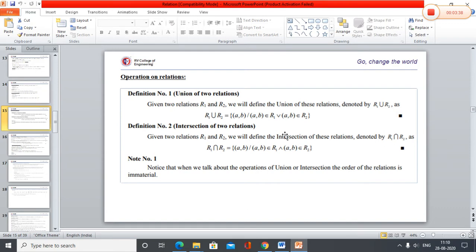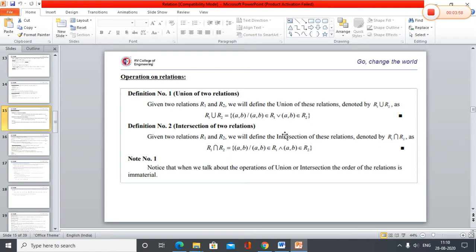The same way, if A is 1 2 3 4 5 and B is 6 7 8 9 10, what will be A union B? I am going to write all those elements which belong either to set A or set B. So in A union B I write 1 2 3 4 5 6 7 8 9 10, because 1 to 5 belong to set A.